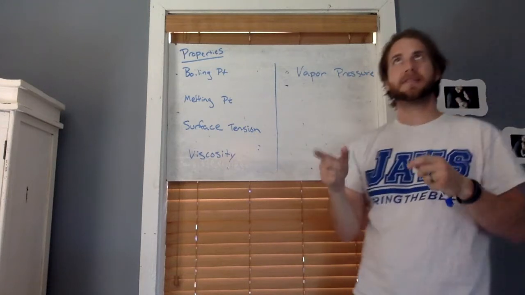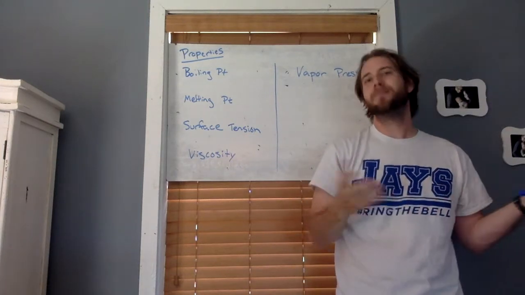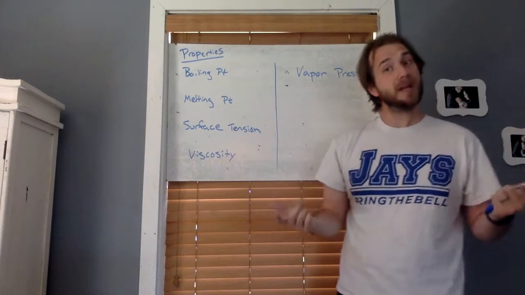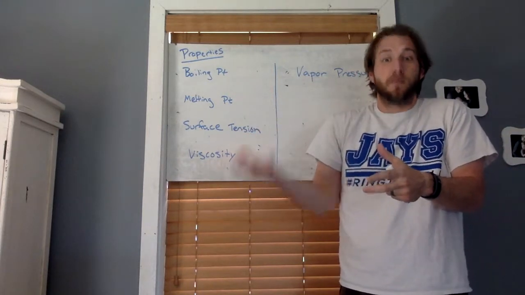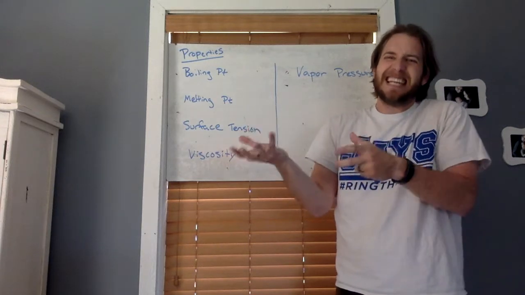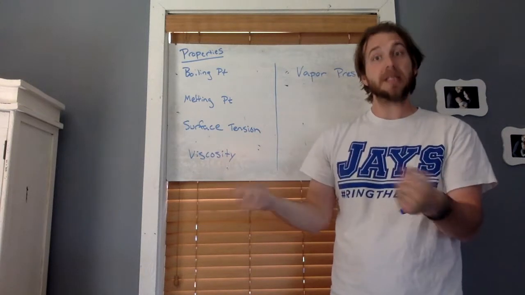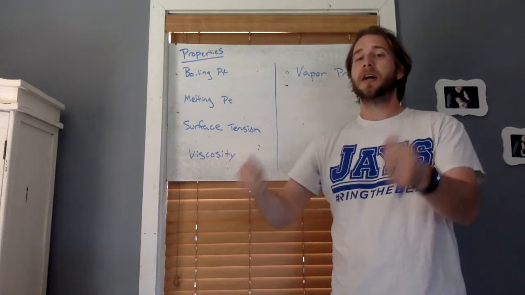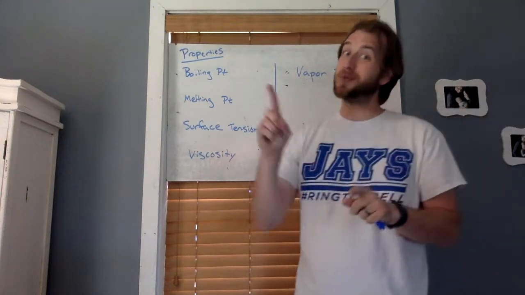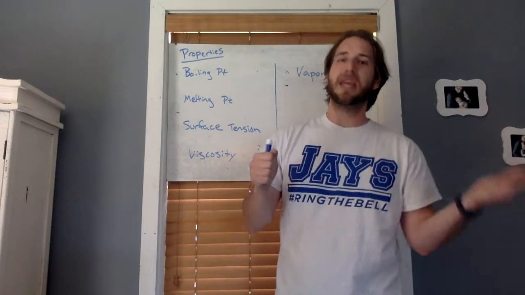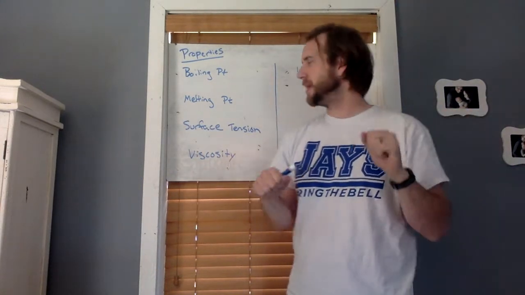Cool, melting point. That's the temperature it takes to melt something. So, same deal. The stronger your attractions, the more thermal energy you have to put in to get the solid to break away from one another to turn into their liquid phase. So again, a direct relationship: the higher the attractions, the higher the melting point becomes.